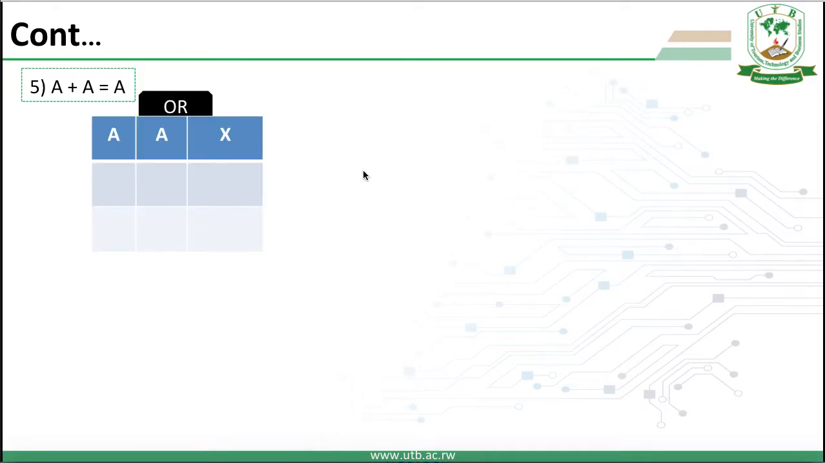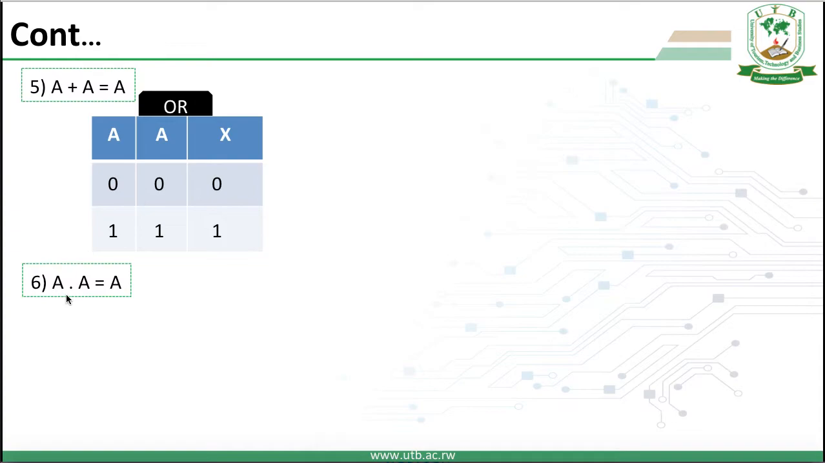Let us continue with another law. A plus A equal to A. Since it is a plus, this is an OR operation. So A plus A equal to A. Let's see how. You can't say 2A, because it is true or false. If A is 0, then this A is also 0, so 0 plus 0 is 0. Whatever A is, the same thing comes out as A. If A is 1, then A plus A is 1 plus 1, so again the output is 1. Whatever the input is, the same output comes. That's why A plus A equals A.